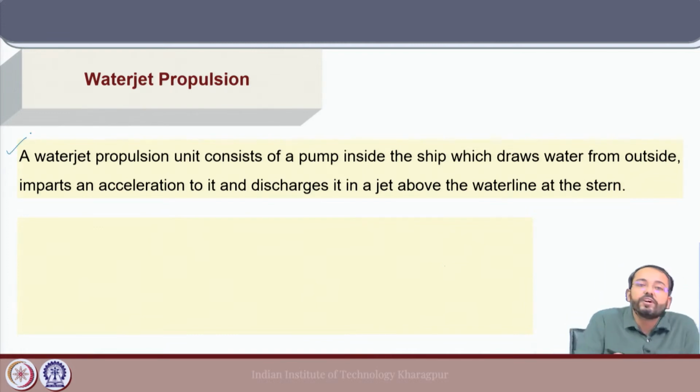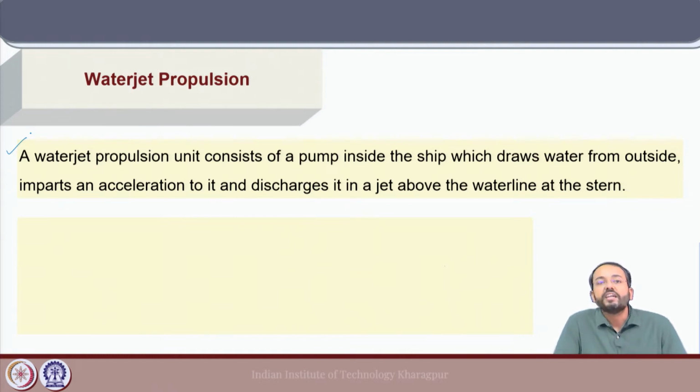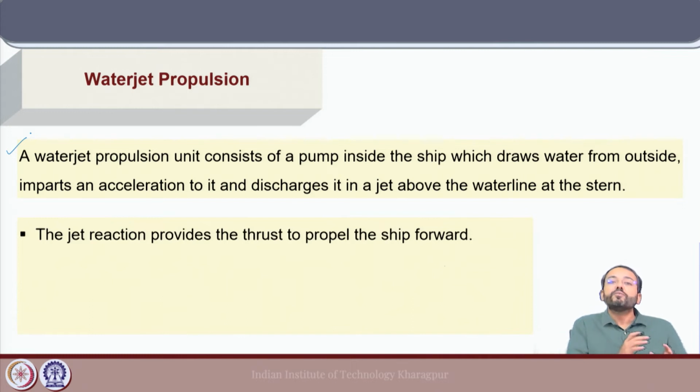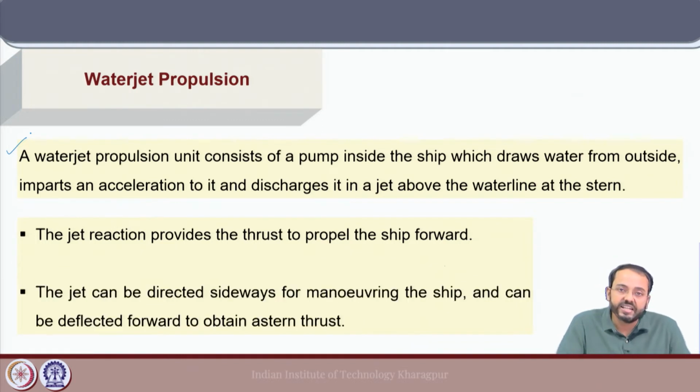Now, the modern version of a waterjet propulsion unit consists of a pump which is housed within the ship, and it draws water from the outside, and the pump accelerates the water and discharges it in a jet form at the stern just above the waterline of the ship. So, this is the mechanism of operation of a waterjet system. And in this waterjet system, the jet reaction provides the thrust to propel the ship forward. We will look into the components of a waterjet system in the next slide.